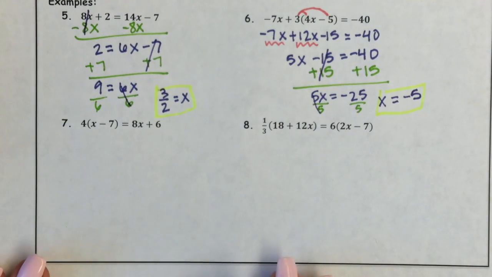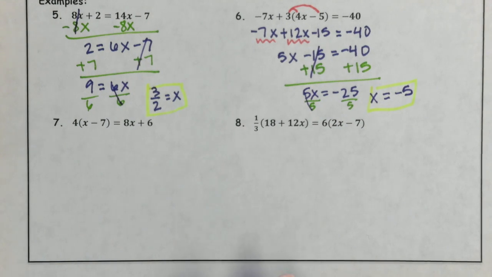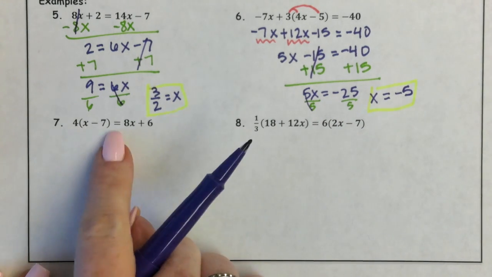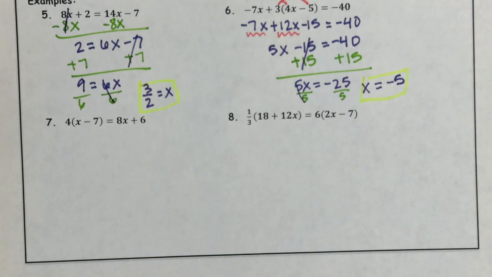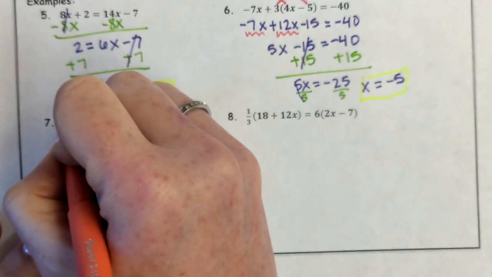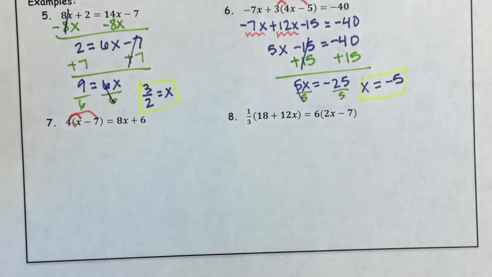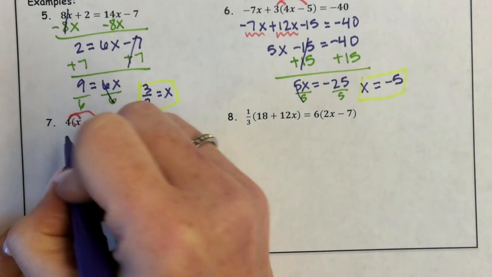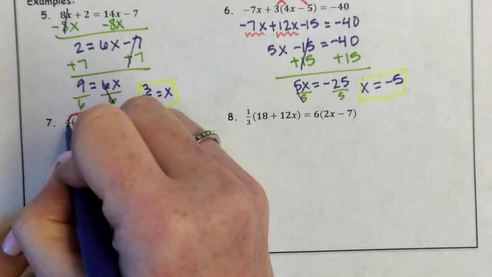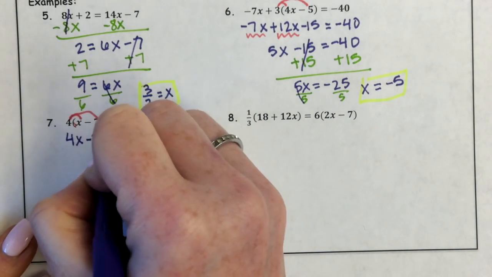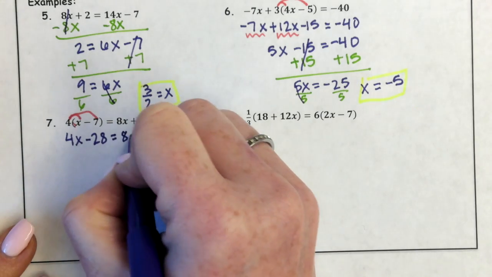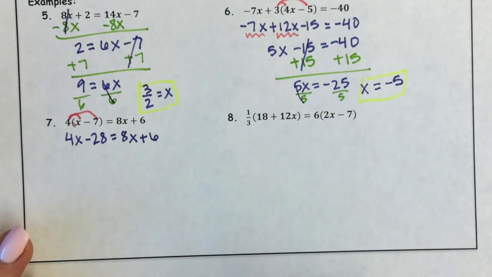4 times x minus 7 equals 8x plus 6. So there are some parentheses with something squished on the outside. So the first thing we have to do is a hippity-hoppity distributive property. So we're going to send that 4 into those parentheses. 4 times x is 4x. 4 times negative 7 is negative 28 equals 8x plus 6.